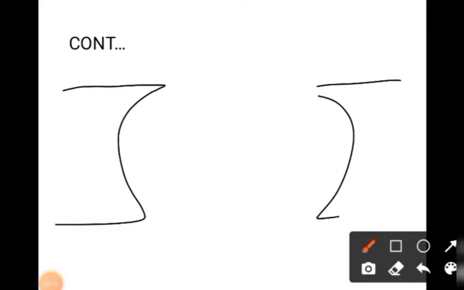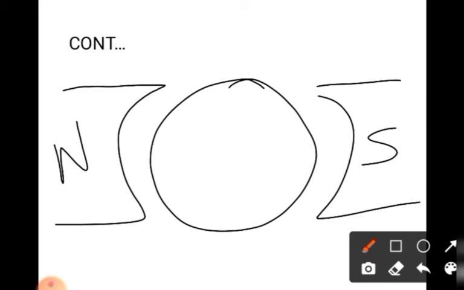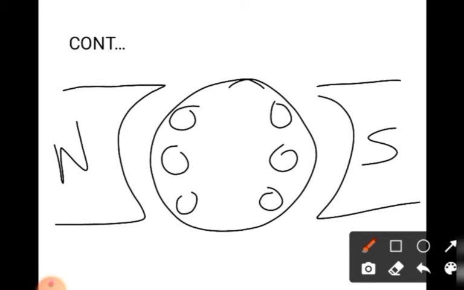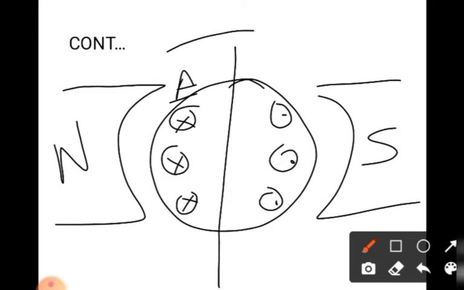Consider two poles, N pole and S pole. In between the two poles, the armature is present. This is the armature conductor. Consider this is a conductor A. Conductor A is under running condition. Whenever conductor A crosses this axis and comes under the S pole, due to the retentivity property, it will store the magnetic polarity from when it was under the N pole.